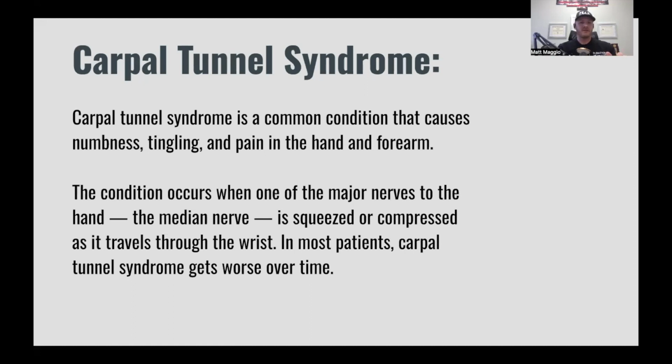So let's just start with a definition of carpal tunnel syndrome. Carpal tunnel syndrome is a common condition that causes numbness, tingling, and pain in the hand and the forearm. The condition occurs when one of the major nerves to the hand, the median nerve, is squeezed or compressed as it travels through the wrist. In most patients, carpal tunnel syndrome gets worse over time.